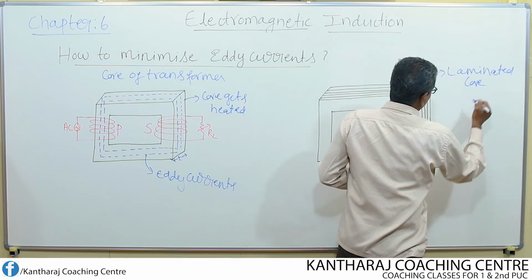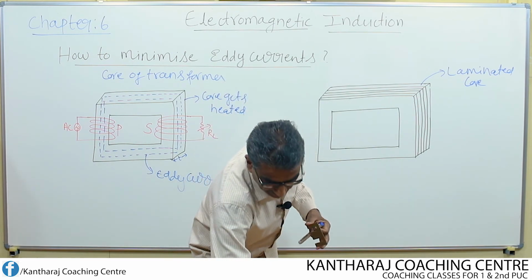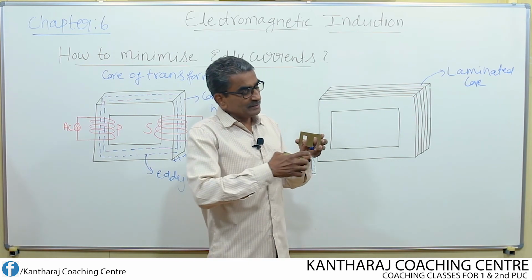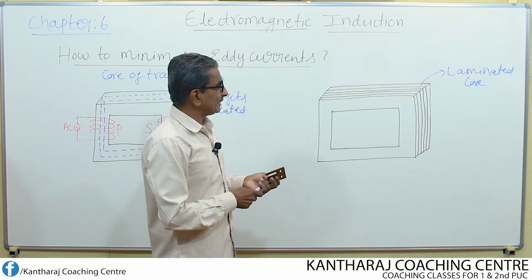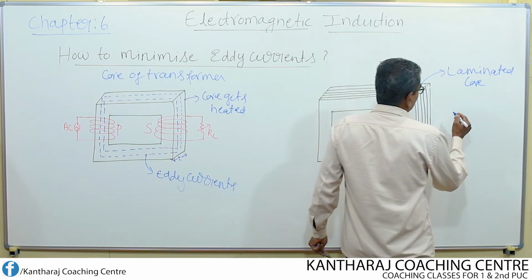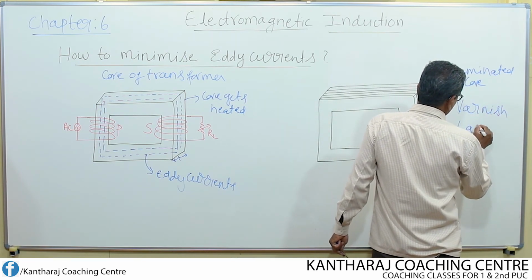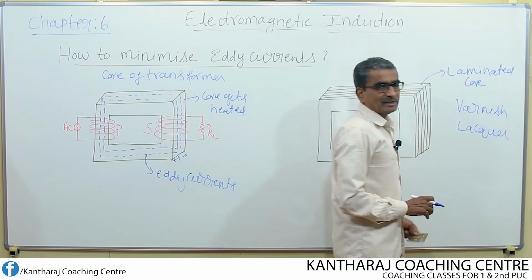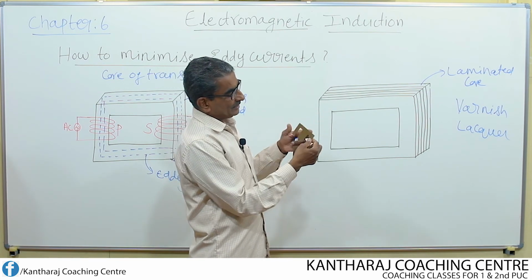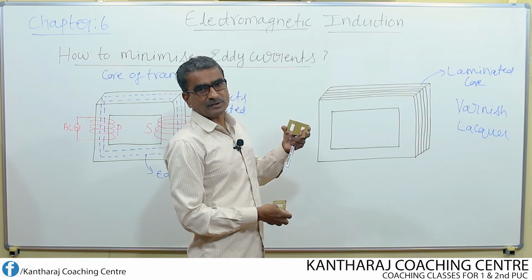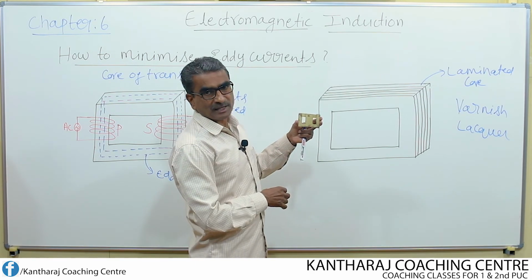Okay, but here each plate, look here, each plate is insulated. That means some insulating material is coated over the surface of each plate. What is that insulating material? The insulating material may be a varnish, or it may be lacquer. So these are nothing but insulating material. So this plate is coated with insulating material, and even this plate is coated with insulating material. Now look here, the plates are piled up like this.